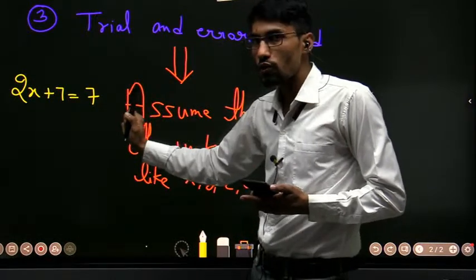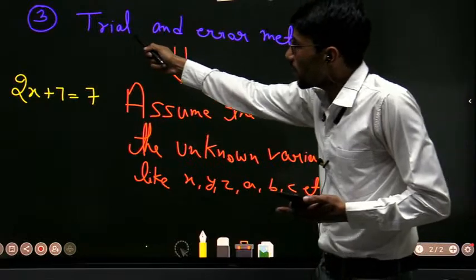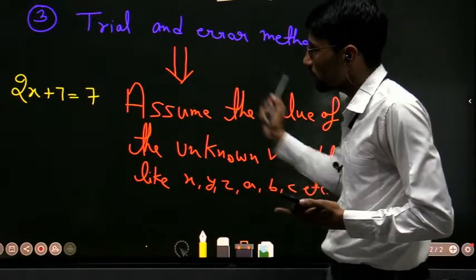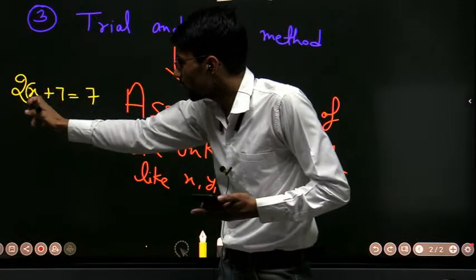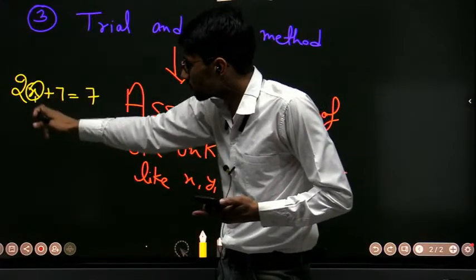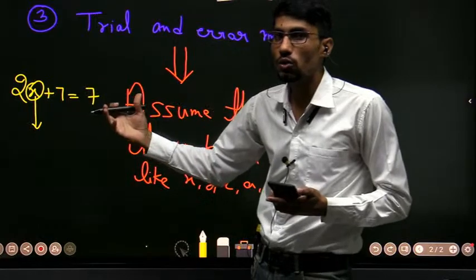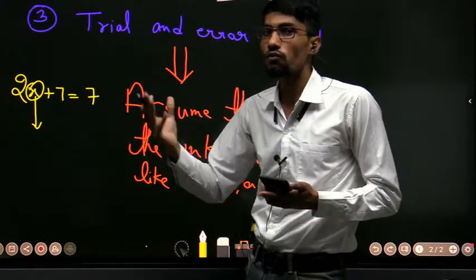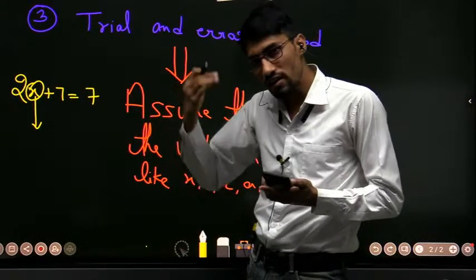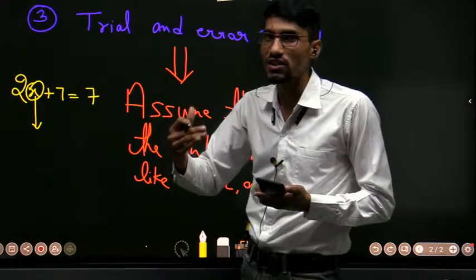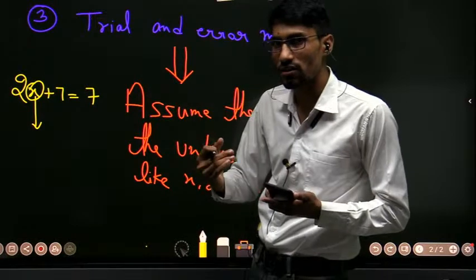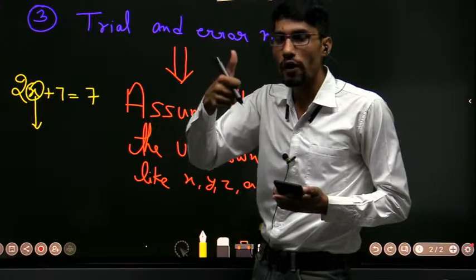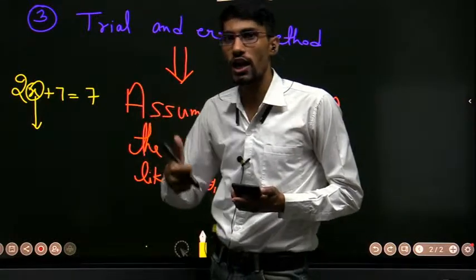So what do we have to do? By the help of trial and error method, assume the value of the unknown variable. See, this one is the variable. So for this variable, we have to assume some value. Assume means any value we have to consider. Yes, any value you have to consider in the trial and error method. Trial and error method is the best approach when you have to solve MCQ type of questions.